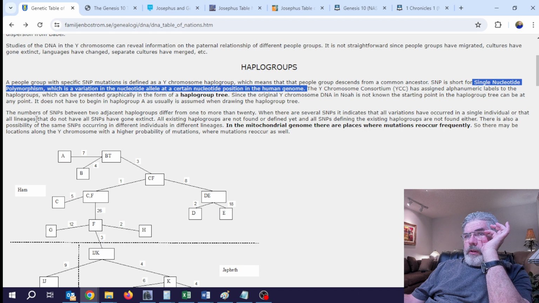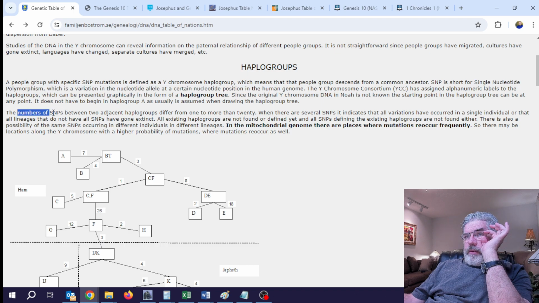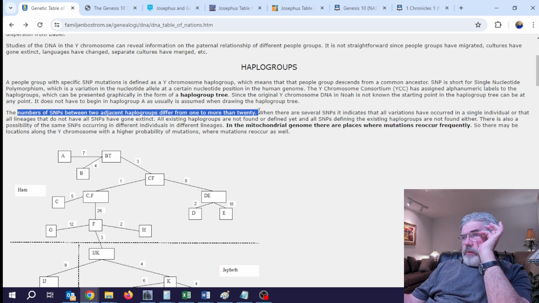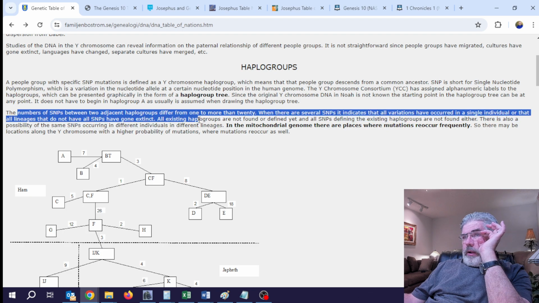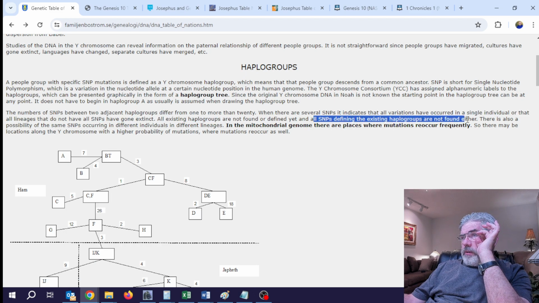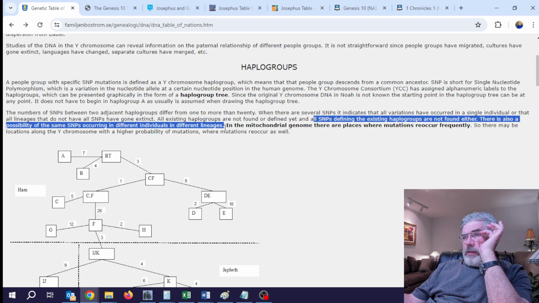And so when you see the number of SNPs, the number of single nucleotide polymorphisms between two adjacent haplogroups, they differ from 1 to more than 20. When there are several SNPs, it indicates that all variations have occurred in a single individual, or that all lineages that do not have all SNPs have gone extinct. All existing haplogroups are not found or defined yet, and I would question that. That's not necessarily true. And all SNPs defining existing haplogroups are not found either. There is also a possibility of the same SNPs occurring in different individuals in different lineages.